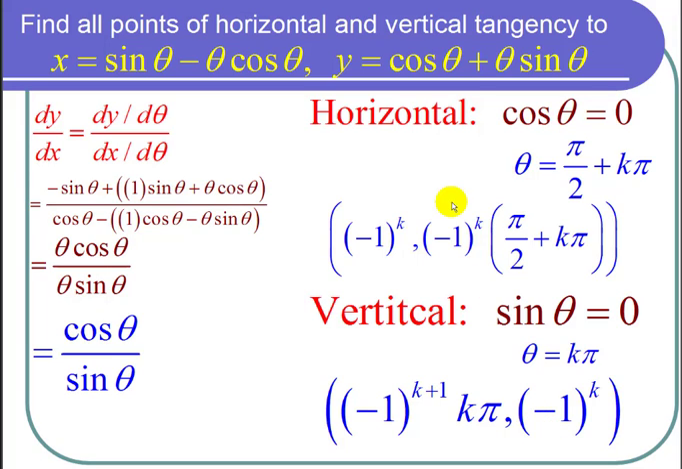So I can conclude that the horizontal tangent lines occur at the points negative 1 to the k, comma, negative 1 to the k times pi over 2 plus k pi. And the vertical tangent lines occur at negative 1 to the k plus 1 times k pi, comma, negative 1 to the k. And I'm done with the problem.